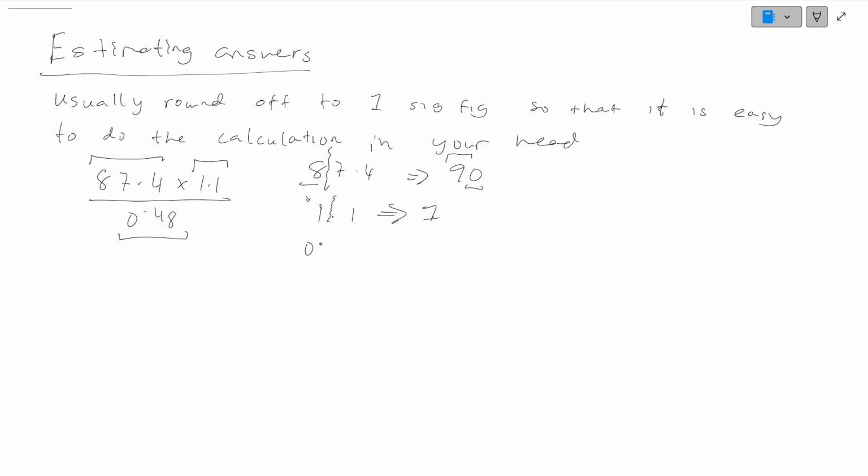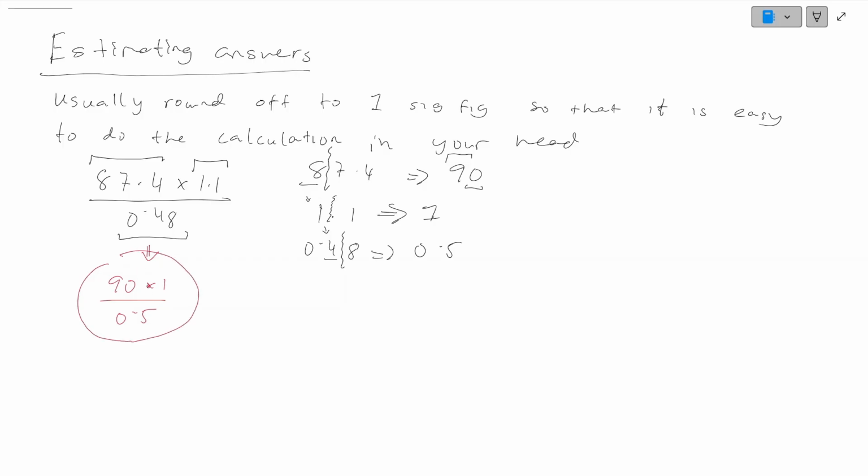Then we look at 0.48. The first significant figure is this right here, the number 4, because 0 is a leading 0, which does not count as a significant figure. 4 is my stop digit. Draw my door, look at the number next door. It's more than 5. And therefore, we will round up. So 0.48 will become 0.5. So this question right here, 87.4 times 1.1 divided by 0.48, can actually be estimated to 90 times 1 divided by 0.5. And this is a much nicer calculation to deal with.